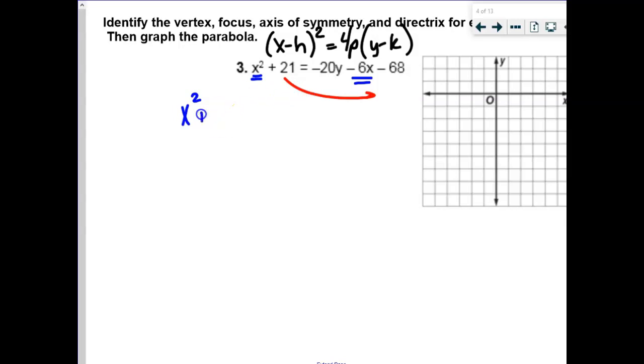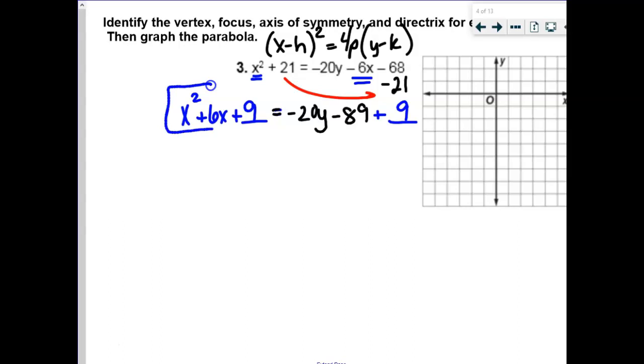So all the x terms, so this will be now a plus 6x, right? We're going to complete the square. And then on the other side of the equation, you're going to have everything else. So you've got a negative 20y. And then if you subtracted this 21 over, now you have a negative 89. But don't forget, and I almost did this first hour, I have to balance. So what goes in that blank? It's a 9, yeah.